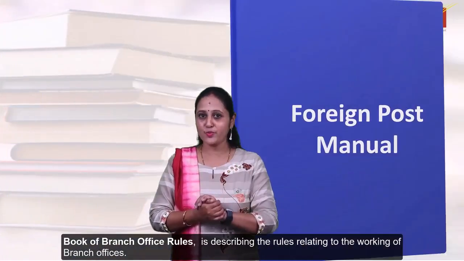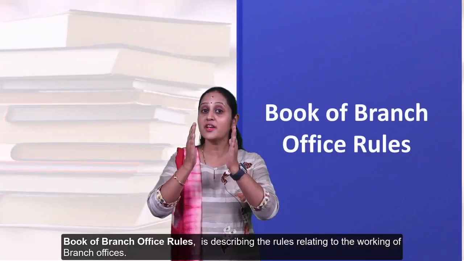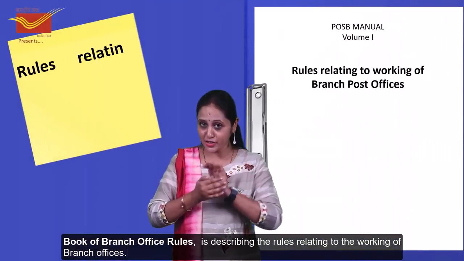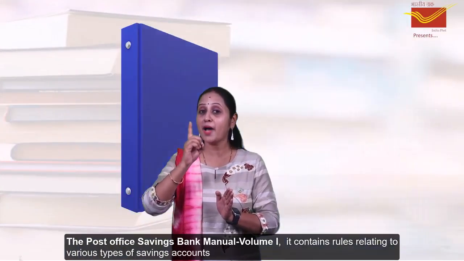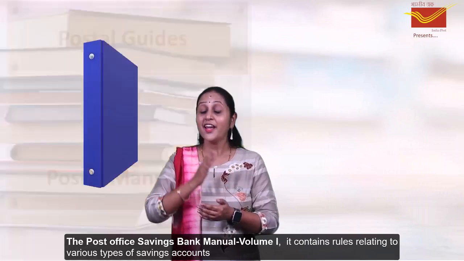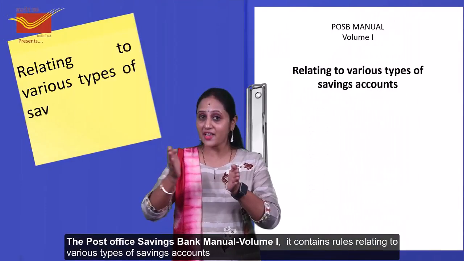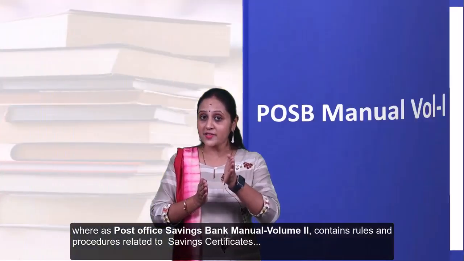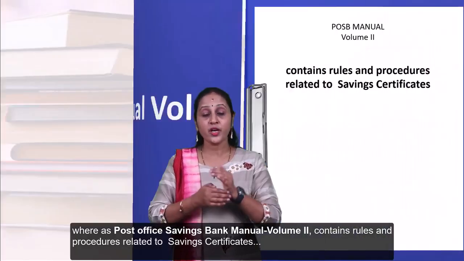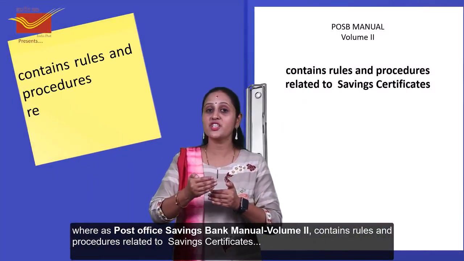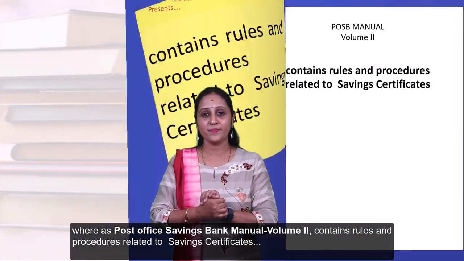Book of Branch Post Office Rules describes the rules relating to the working of the branch office. The Post Office Savings Bank Manual Volume 1 contains the rules relating to the various types of the savings accounts, whereas the Post Office Savings Bank Manual Volume 2 contains the rules and the procedures related to the savings certificates.